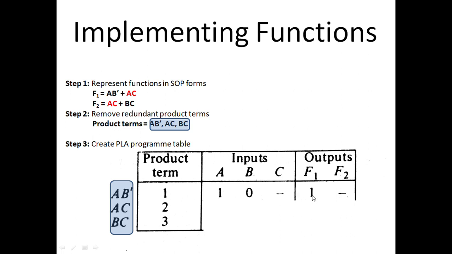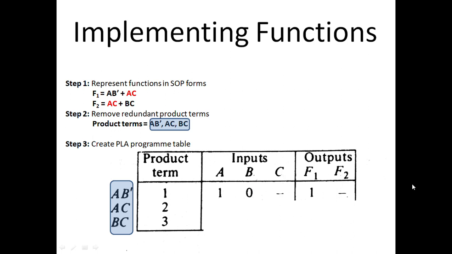Now the outputs column. If this product term exists in the function F1, write 1. If it doesn't exist, write dash. AB prime is part of function F1. Yes, it's part of function F1. Write 1. AB prime is not in the function F2. Write dash. If it is there, write 1. If it is not there, write dash. For the inputs, if the variable is in the normal form, write 1. If it is in the complemented form, put 0. If it doesn't exist, put dash.